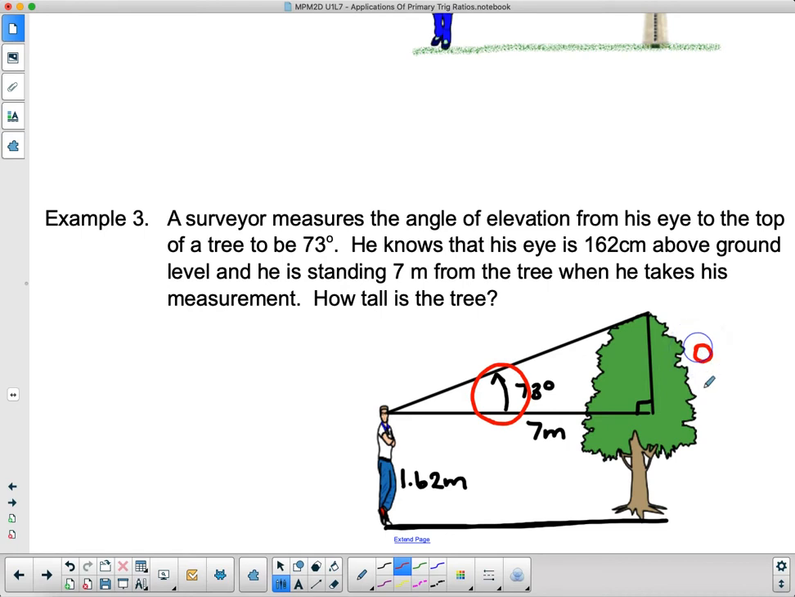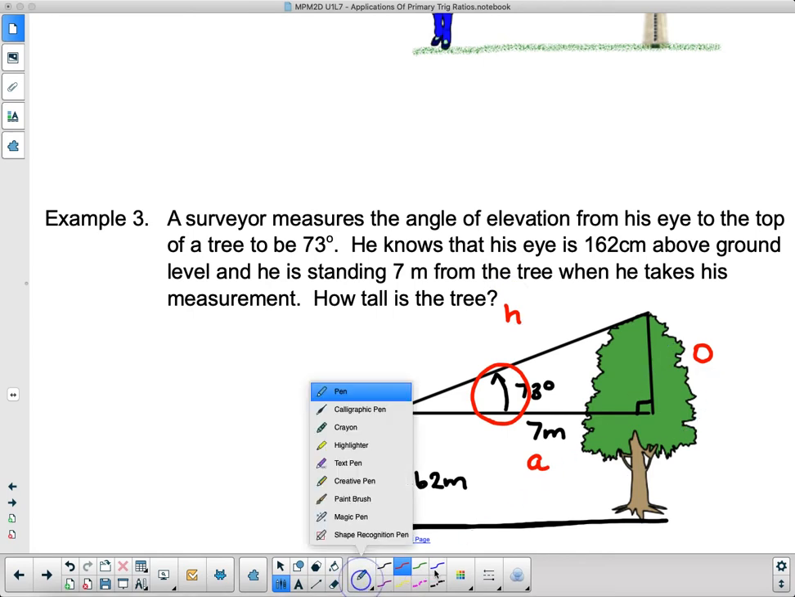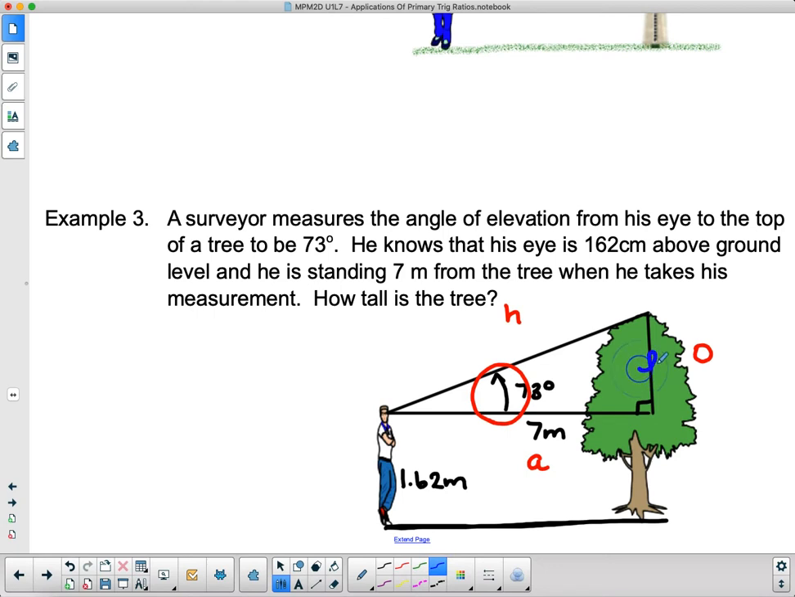This is the opposite side. This is the adjacent side. And this is the hypotenuse. Now we're being asked to find the height. I use a script H for that. We're being asked to find the height of the tree.